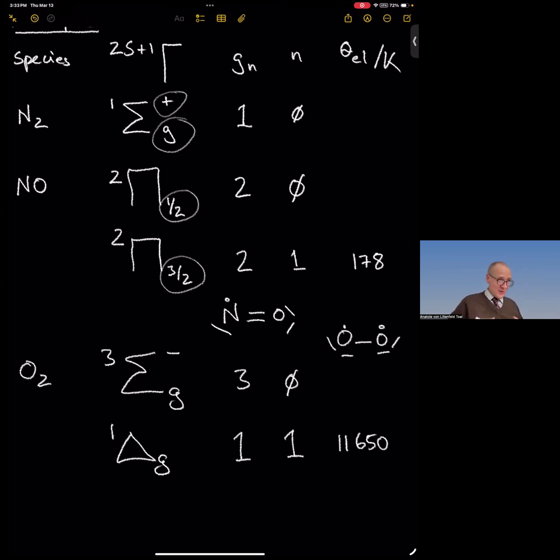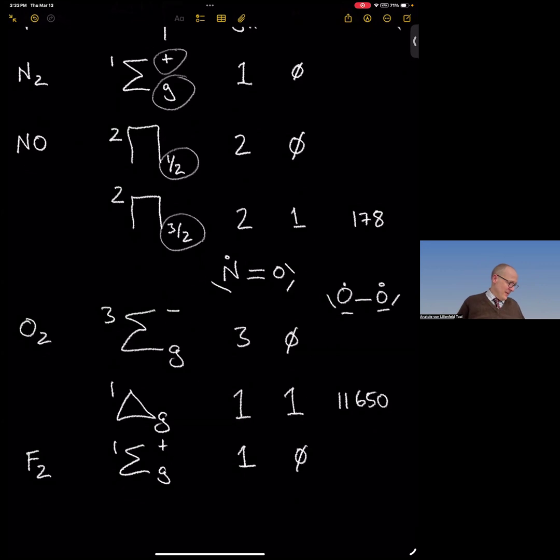So you see 100 times more than in the NO case, right? So this is what's much more typical, huge electronic gap. And now F2, as a 1 sigma plus G first state, ground state with degeneracy 1, okay? So this is how such a picture could look like, coming from spectroscopic literature. And the energy gap between ground and first excited state is given as a characteristic electronic temperature, right?